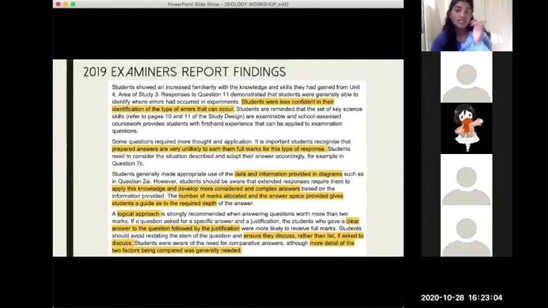Here it says students were less confident in their identification of the types of errors that can occur. So this is within experiments and that experimental design. So that's again one that I think is going to come up heavily in your exam. So for this one, it's all about learning experimental design, errors, limitations, confounding variables, and how to fix them. They're usually going to give you a question about what's an error that this student did and how could this be fixed, right?